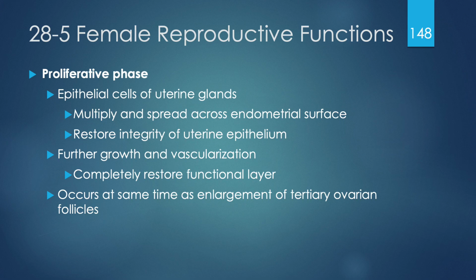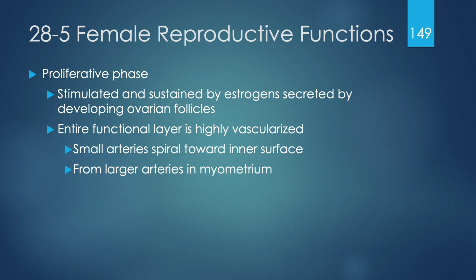This also occurs simultaneous to the enlargement of the tertiary ovarian follicles. During the proliferative phase, we have stimulation by estrogens that are secreted by the ovarian follicles. And so the entire functional layer of the endometrium is highly vascularized, so those small spiral arteries are going to spiral in towards the inner surface, and they come from the larger arteries in the myometrium.